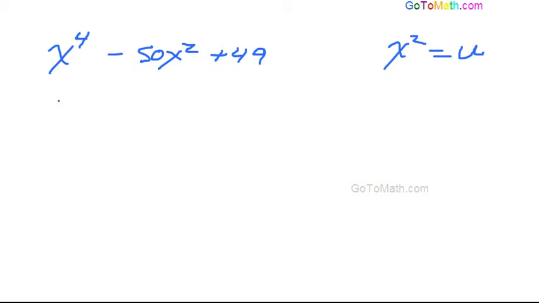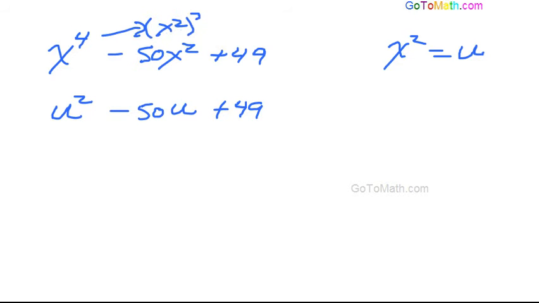So we got u squared minus 50u plus 49. And if you're wondering why there's a 2 here, because remember we can write this x to the fourth as x squared raised to the second power. So we're substituting this x squared right in here for a u, and then it becomes u to the second power. I know I mentioned that earlier, but you might have forgotten.